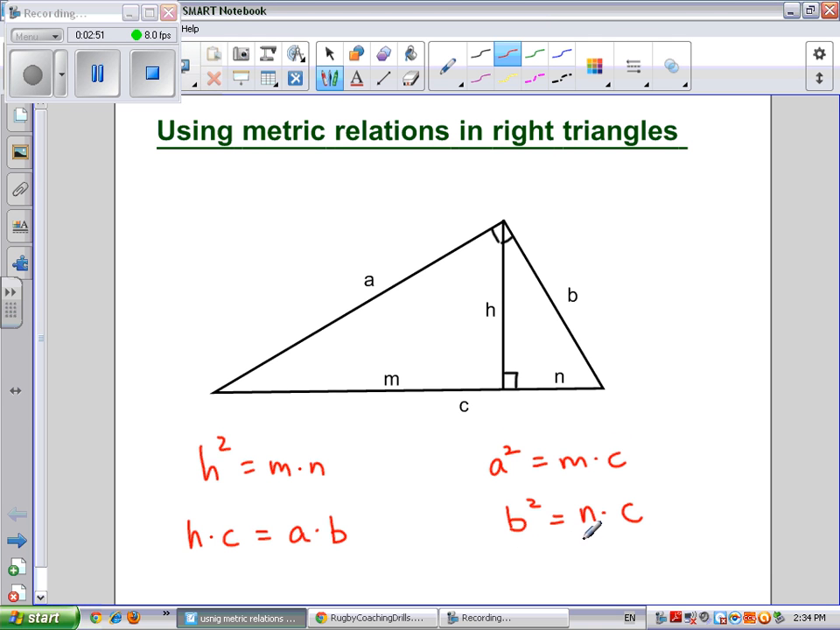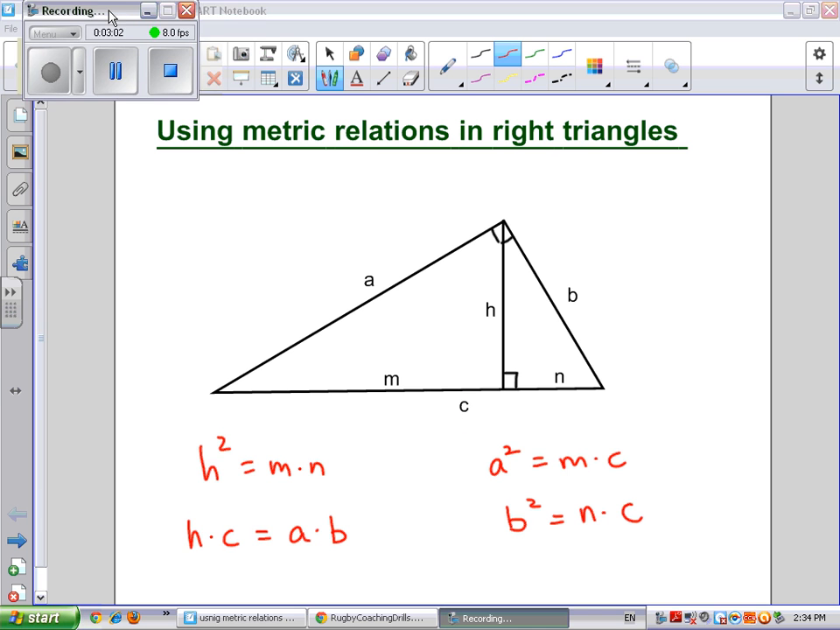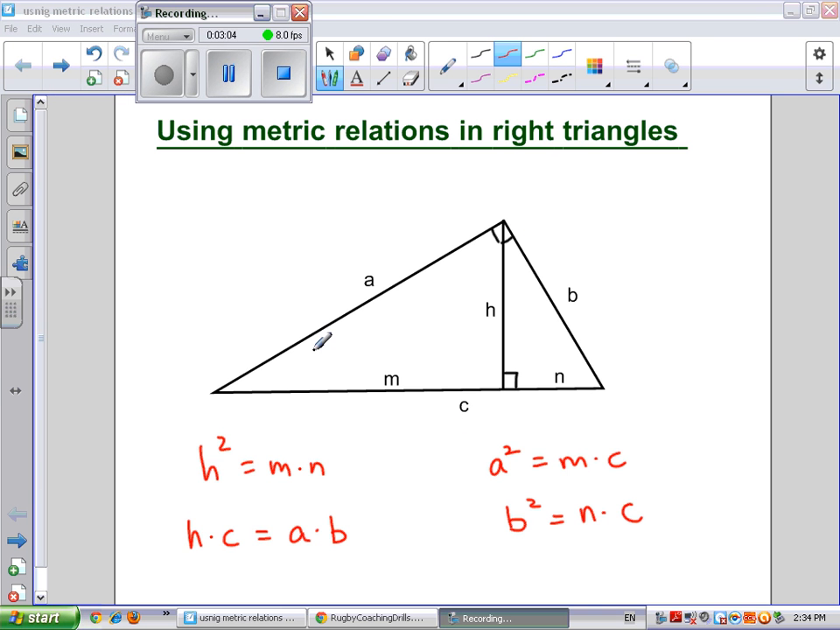It's not very common that you're going to get these letters in such a nice way. You may get different letters, different situations, different orientations of this triangle. So it becomes really important that you see these relations for what they are as opposed to what the letters are.